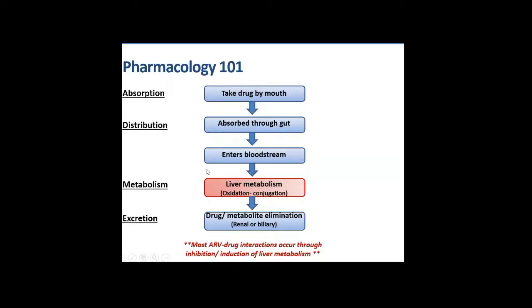This usually occurs for most drugs in the liver, and it involves this oxidation conjugation system where the cytochrome P450 enzymes are very important. And then finally, the drug or its metabolite is eliminated from the body, and this can occur either renally or through the biliary system. And most interactions between drugs and antiretrovirals occur through either the inhibition or induction of this step right here, the liver metabolism step.